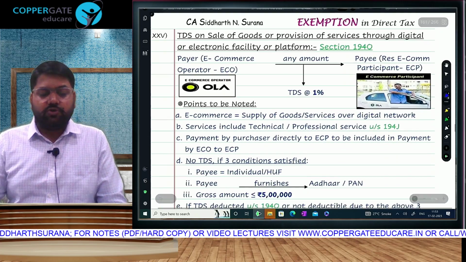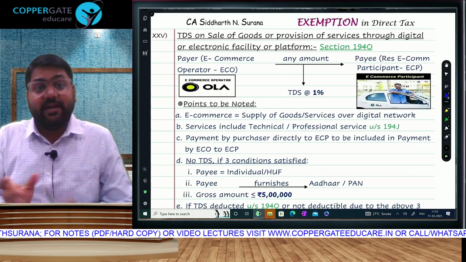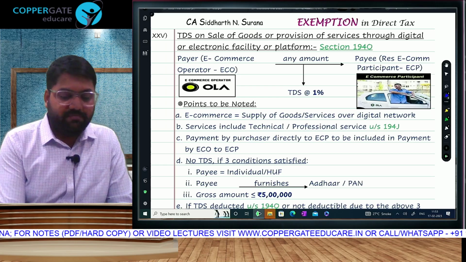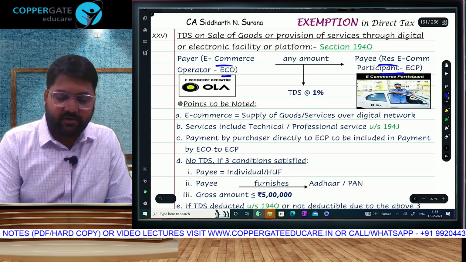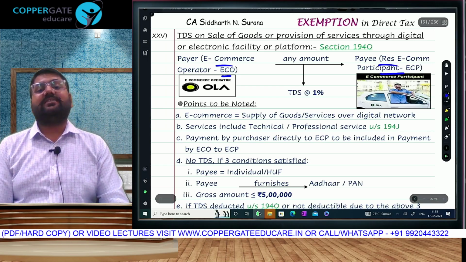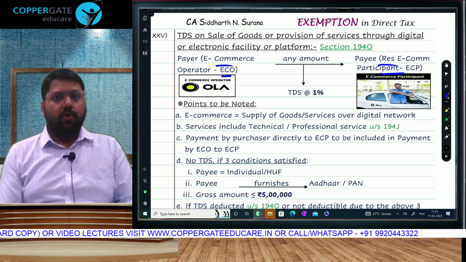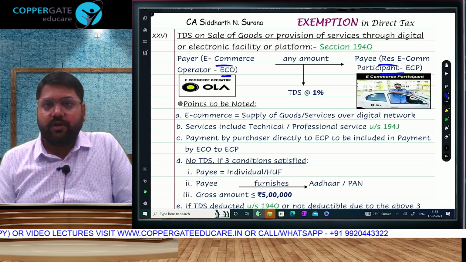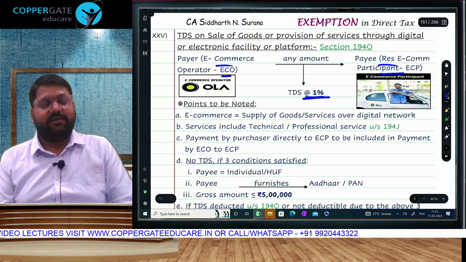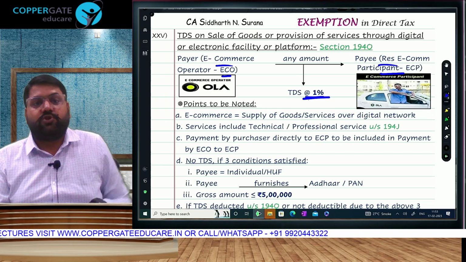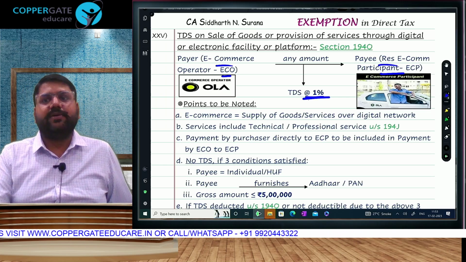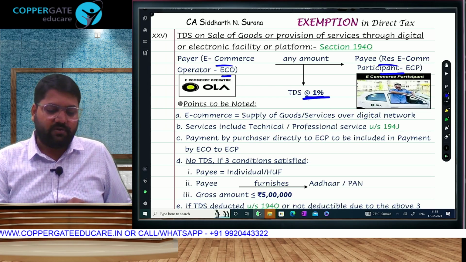Next, sale of goods through e-commerce. For non-residents we have equalization levy. But if an e-commerce operator is making payment to an e-commerce participant who is a resident, like Ola making payment to an Ola driver, then there is going to be TDS at 1%. Zomato making payment to any restaurant, then there will be TDS of 1%. For residents, we are going to have this.